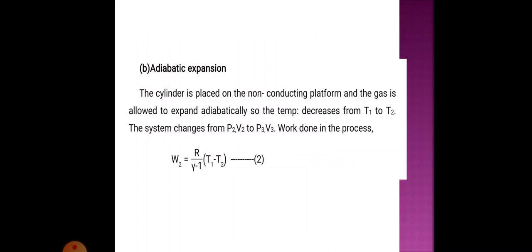So we can calculate the work done during this adiabatic expansion. Work done W2 equal to R by gamma minus 1 into T1 minus T2. W2 equal to R by gamma minus 1 into initial temperature minus final temperature.